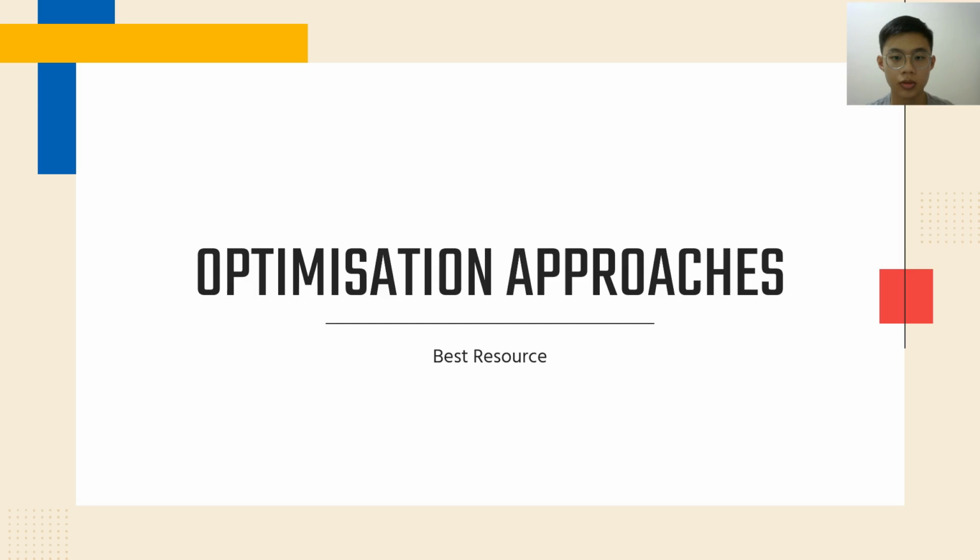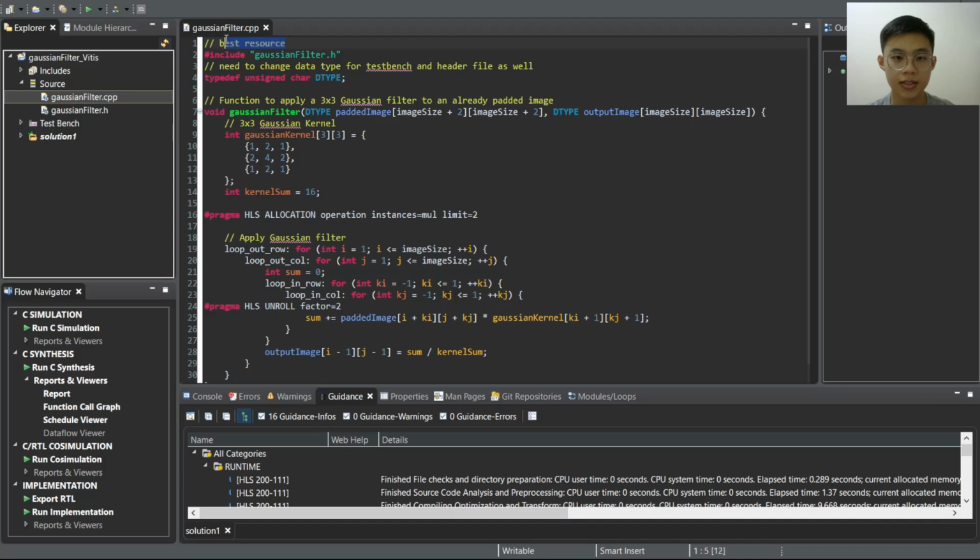Next, we're going to look at the optimization approaches for best resources. This is the C++ code in Vitis for the best resource design. Similarly, the first optimization is data type optimization by changing the input and output to unsigned 8-bit. Next, we're going to use the HLS allocation directive to limit the multipliers to 2. Next, we also do loop unrolling with a factor of 2 for the most inner loop.